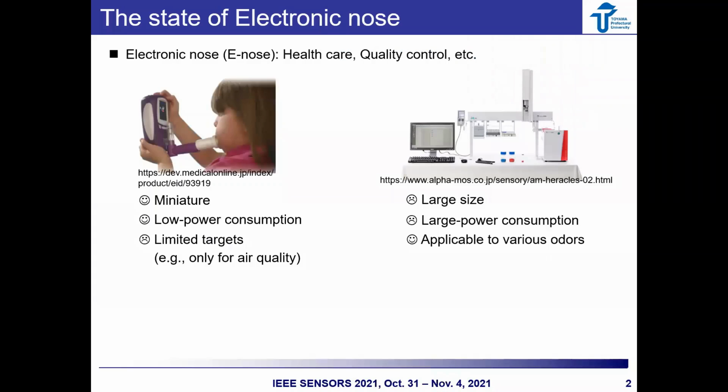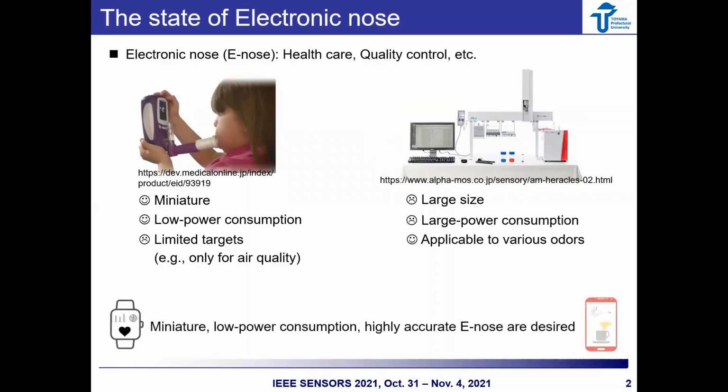First, I introduce the state of the electronic noses as a background of our study. E-noses are expected to contribute to many fields such as healthcare and quality control of food and cosmetics. However, a compact E-nose can only discriminate a limited number of odors, while GCMS, which can discriminate various odors, has a large size and power consumption. Therefore, miniature, low power consumption, and highly accurate E-noses are desired.